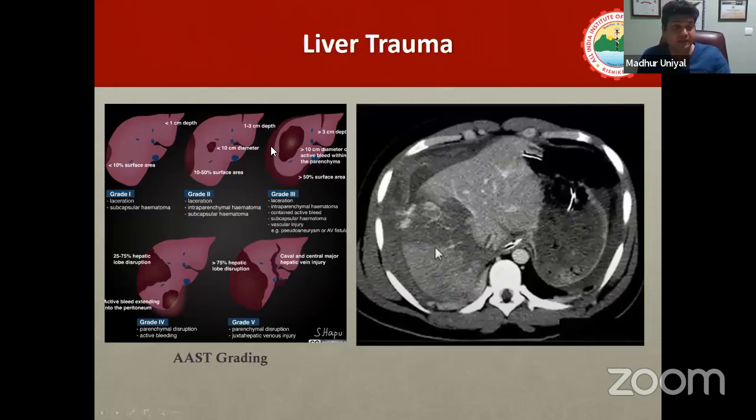Liver also has AAST gradings. You can see on the left side, and here we can see. So in spleen, we have to intervene. We have to go for at least splenic artery angioembolization or splenectomy if it is around grade 3 or more. But in liver, we can be conservative, even grade 4 or grade 5. If the patient is hemodynamically stable, if there's no active contrast extravasation, we can go for conservative management. And if it's a grade 4-5 patient, hemodynamically stable, it's always safe to have angioembolization done if you're in a setup which has one.